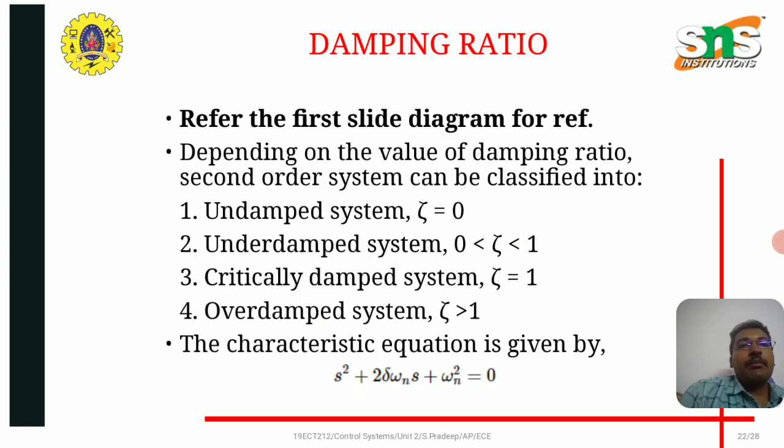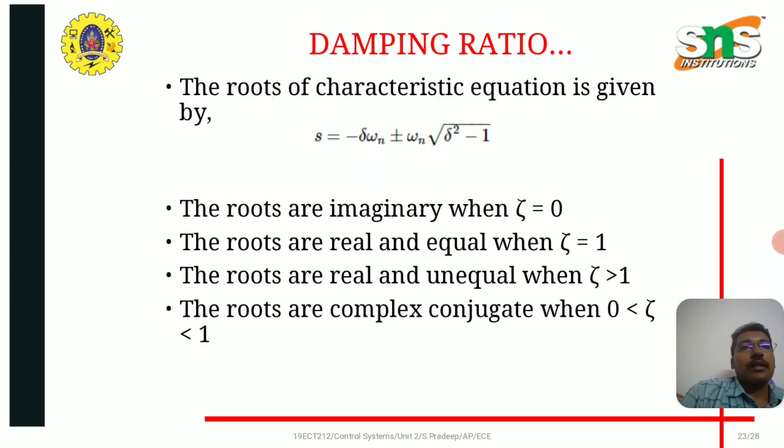It depends on the value of the damping ratio. The second order system can be classified into undamped, underdamped, critically damped and overdamped, as we already saw. The roots of the characteristic equation are given by s equal to minus delta omega n plus or minus omega n square root of delta square minus 1. The roots are imaginary when delta equal to 0. The roots are real and equal when delta equal to 1. The roots are real and unequal when delta greater than 1. The roots are complex conjugate when delta lies between 0 and 1.